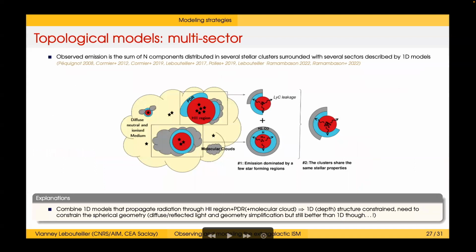And just to finish, I'll show two examples of what we mean by topological models. This is one example where we have several what we call sectors. So this is a sketch of a galaxy with different regions. We assume that the clusters are surrounded with different gas clouds that we distinguish into different sectors. You can even combine the clusters, assuming they share the same properties, and have these kind of models with matter bounded and radiation bounded sectors. It's not 3D. You have problems with the diffuse emission, reflected emission, but the point is that it's much better than a single 1D model.